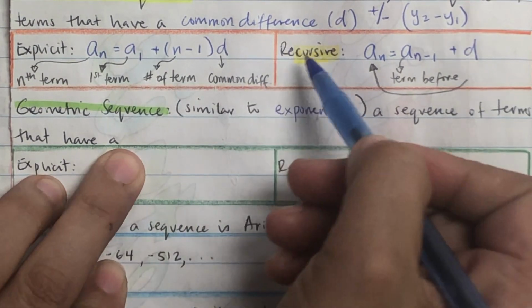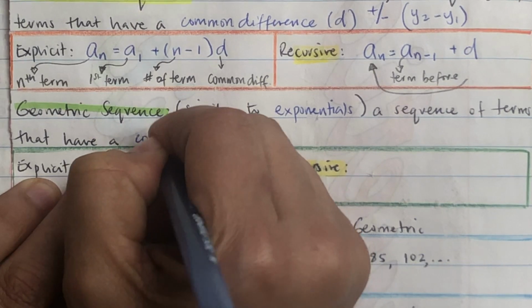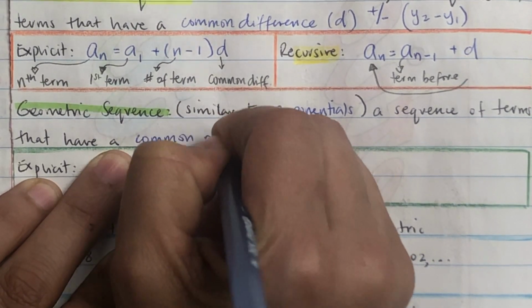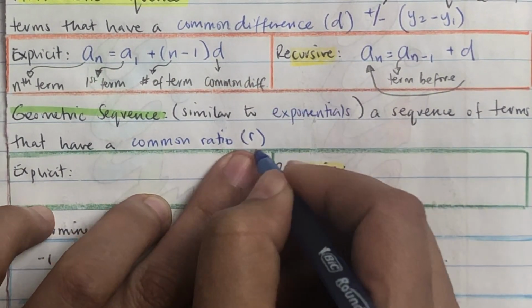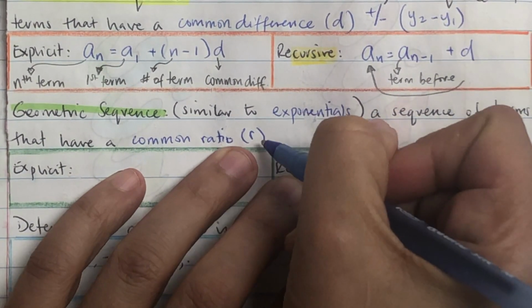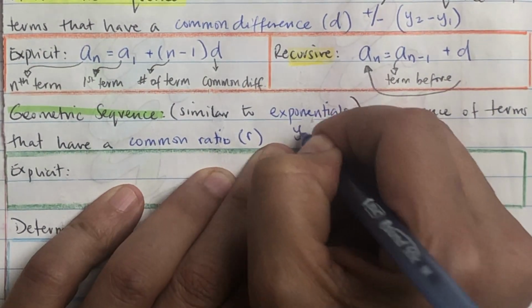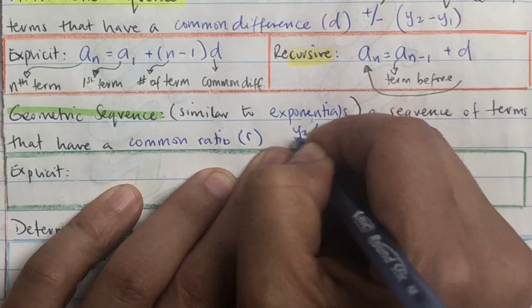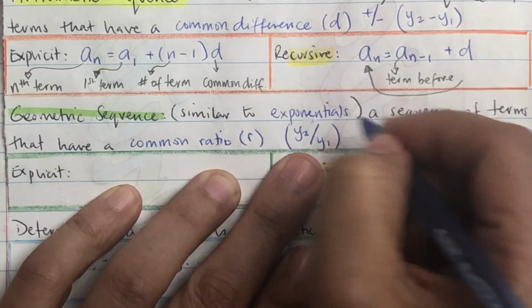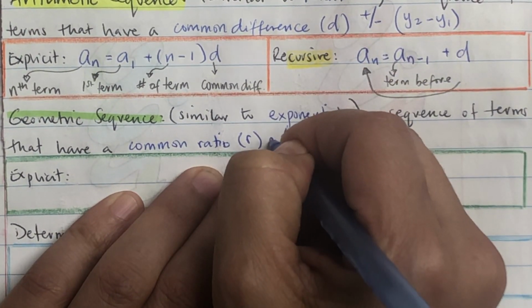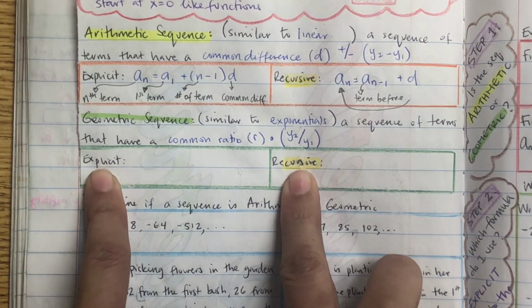Now this one had a common difference, but in exponential functions we're multiplying from one to the other, so that's going to be called a common ratio. And that common ratio is referred to as r for ratio. And just like we did in exponentials to find how it's changing each time, we did y2 divided by y1. All right? y2 divided by y1. And that gives you what number you are multiplying by.